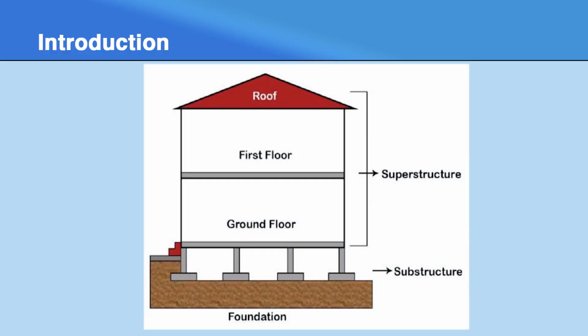So, first is introduction. Every building is composed of two fundamental components, the superstructure and the substructure, commonly referred to as the foundations. The superstructure is the portion of the building situated above the ground and serves its intended functional purpose. The substructure or the foundations is the lower section located below the ground level which transfers the load of the superstructure to the subsoil.